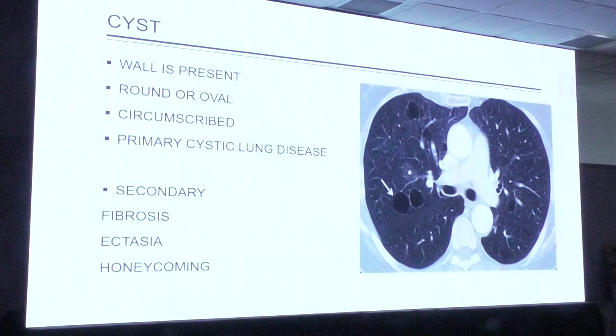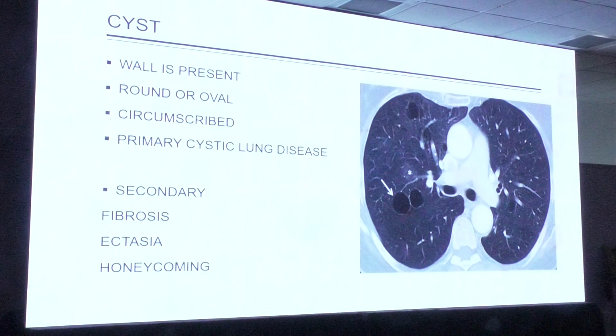So coming to the cyst, in a cyst the wall is present, it is round or oval, the lesion is circumscribed, and we have 2 kinds of cyst. One is a primary cystic lung disease, second is a cyst secondary to fibrosis, ectasia, or honeycombing. These are for the cyst, and you could see the arrow mark pointing out a well circumscribed lesion with walls.